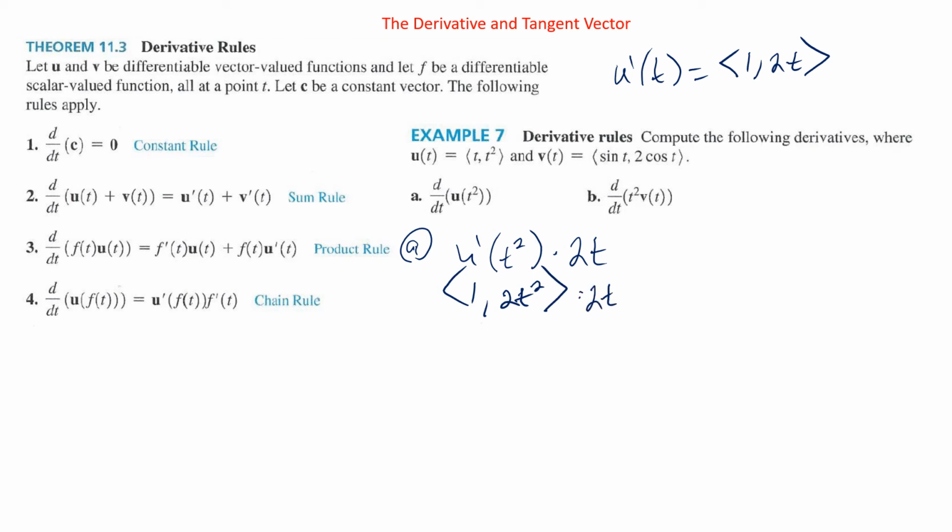Notice that the 2t is just a scalar. It's not a vector, and we can multiply that in. And so this will equal 2t, comma, 4t cubed.